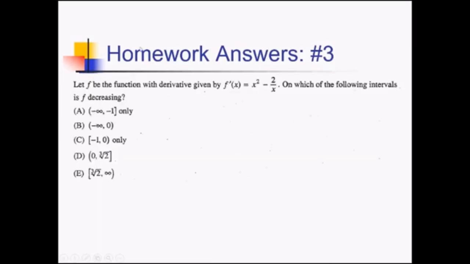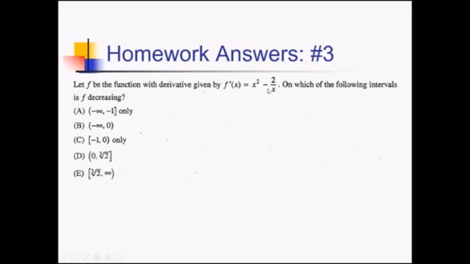For this problem, we're given an f function whose derivative is f prime equals x squared minus 2 over x. So this is the first place we have to be careful. They're giving us the algebraic form of f prime, not the original function. So on which of the following intervals is f decreasing? Well, if I want to know where f is decreasing, that means I need to know where f prime is negative. So we're going to find critical values for f prime and then do some sign analysis.